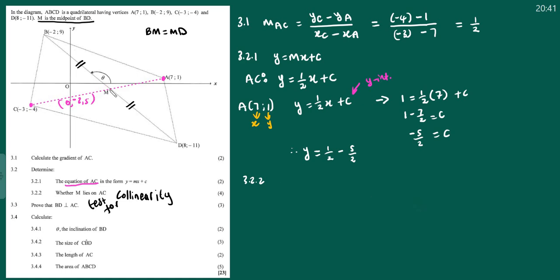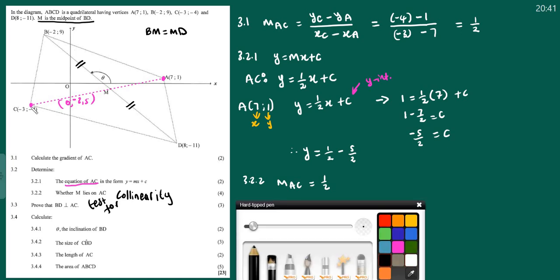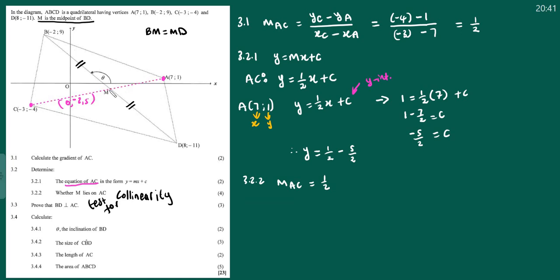You calculate the gradient of MC, then the gradient of MA, then the gradient of AC. Luckily for AC we already have it: it's half, right? Meaning you calculate the gradient for the whole line, then the gradient between here and there, and between there and there. If all of those gradients are the same, that means M must be lying on AC. But do we have the coordinates of M?